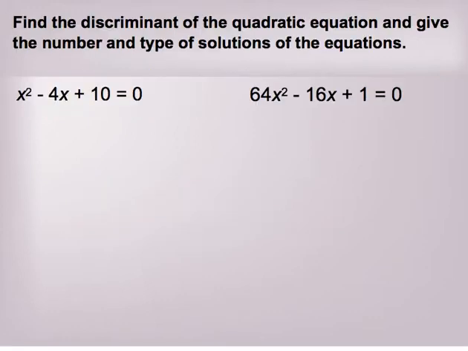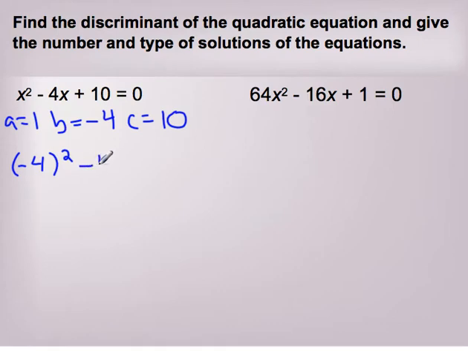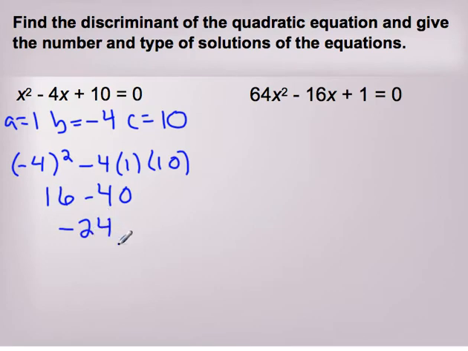So let's go ahead. We're going to find the discriminant first. So for this first problem, a is 1, b is -4, and c is 10. Now I'm going to find b squared, okay, so that's going to be -4. Remember to keep that in parentheses. -4 squared minus 4 times 1 times 10, okay? That's going to be 16 minus 40, which is -24, okay?